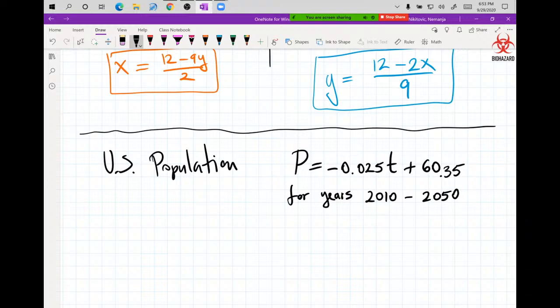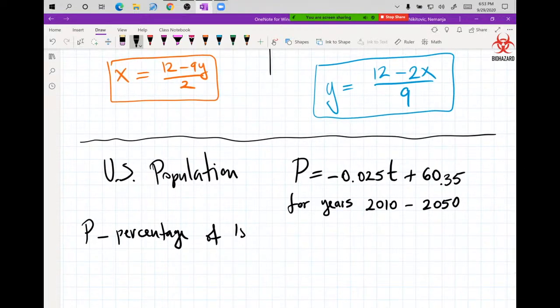So I have to read the whole problem now. For the years 2010 to 2050, the projected percentage P of the US population that will be 18 to 24 years old during the year T. Aha. So P is not the population, P is the percentage of 18 to 24-year-olds. Okay? So 18 to 24 years. So technically, it's college age, let's say.